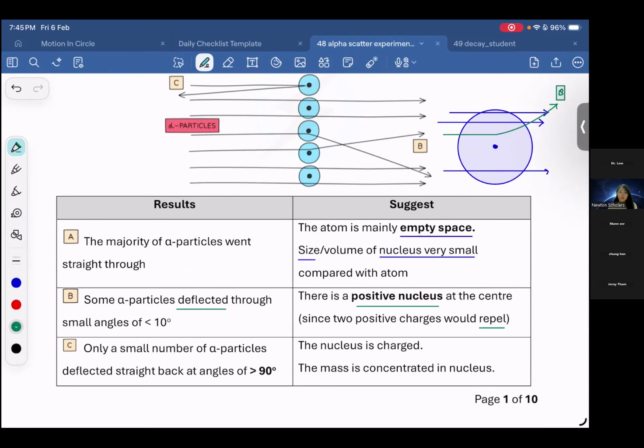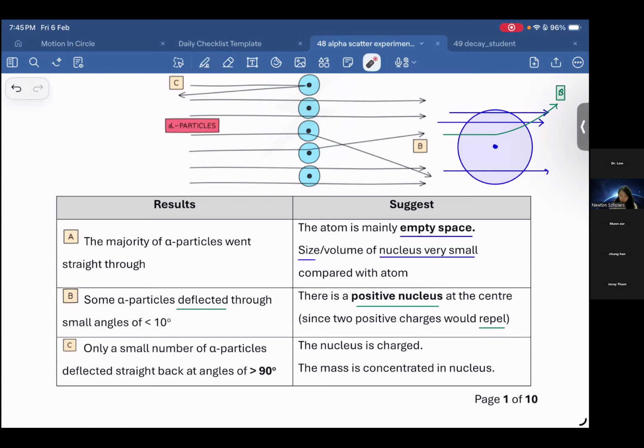Then what else? From here we cannot know about the neutron. We can know that inside is positively charged, it is the proton, but I cannot know that inside the nucleus there is a neutron. Some of the tricky questions they might ask you, in one of the options maybe is like the nucleus contains protons and neutrons, but we cannot know the neutron from here. This experiment we cannot know.